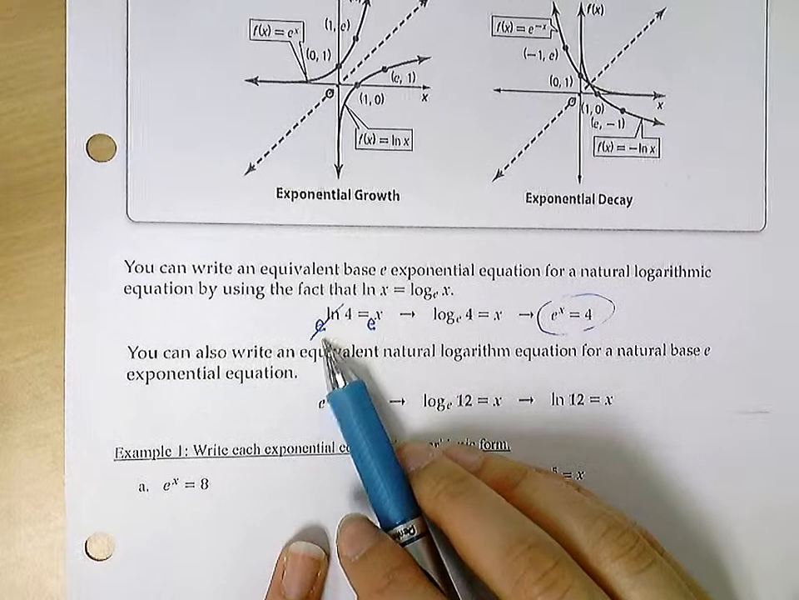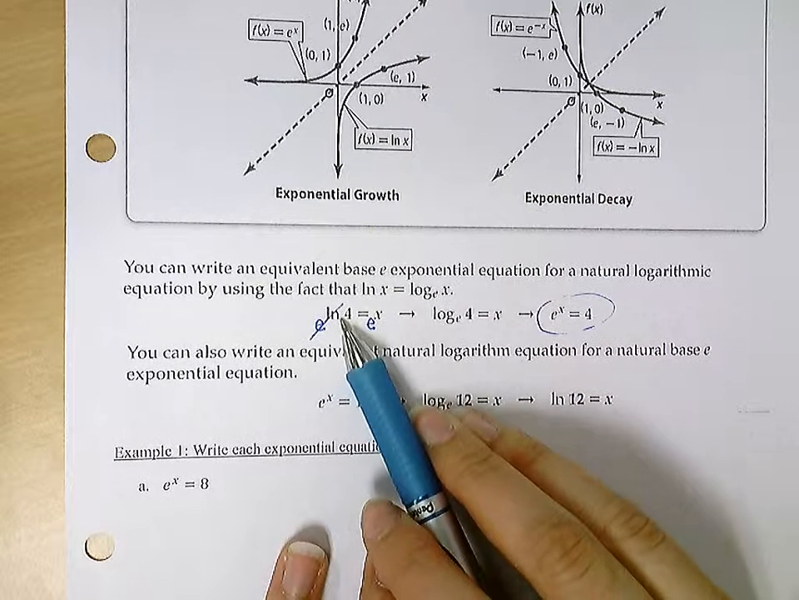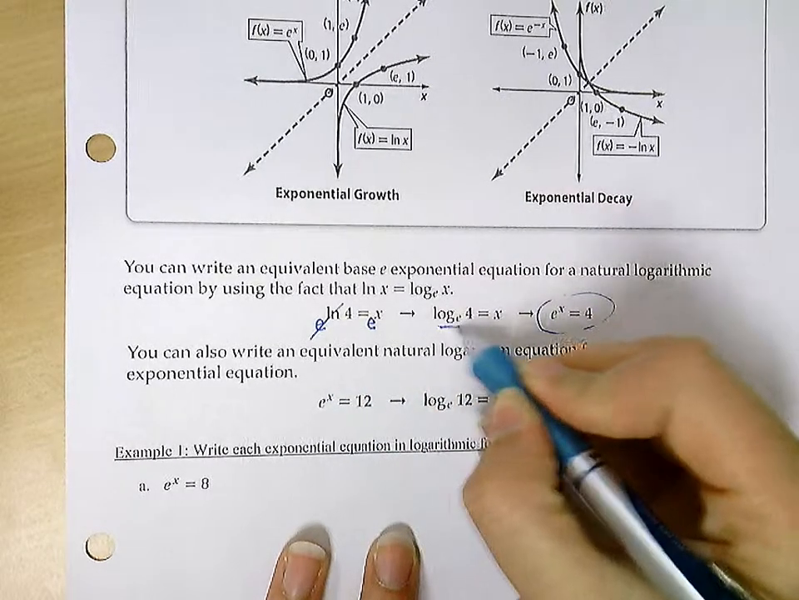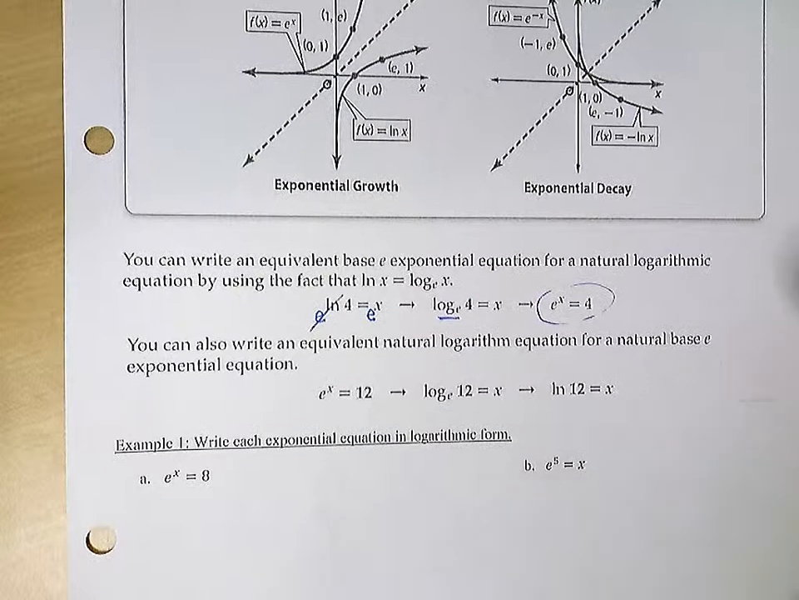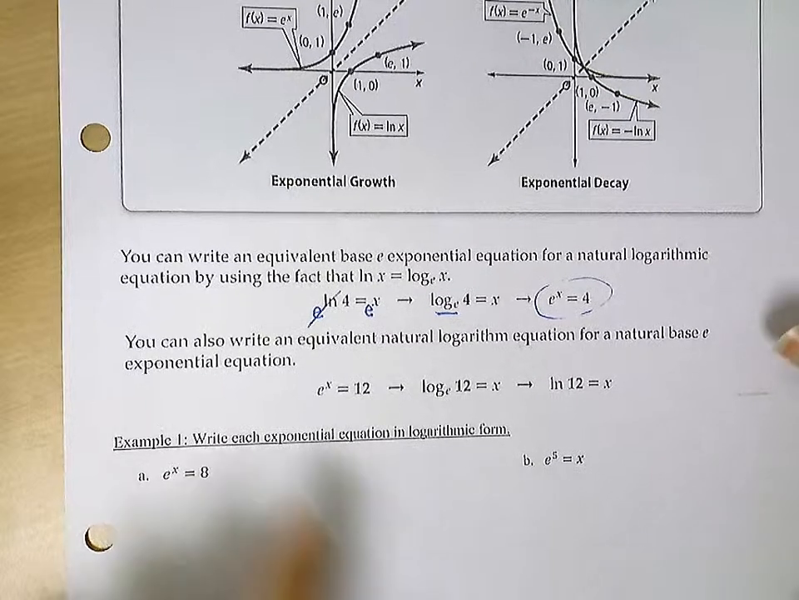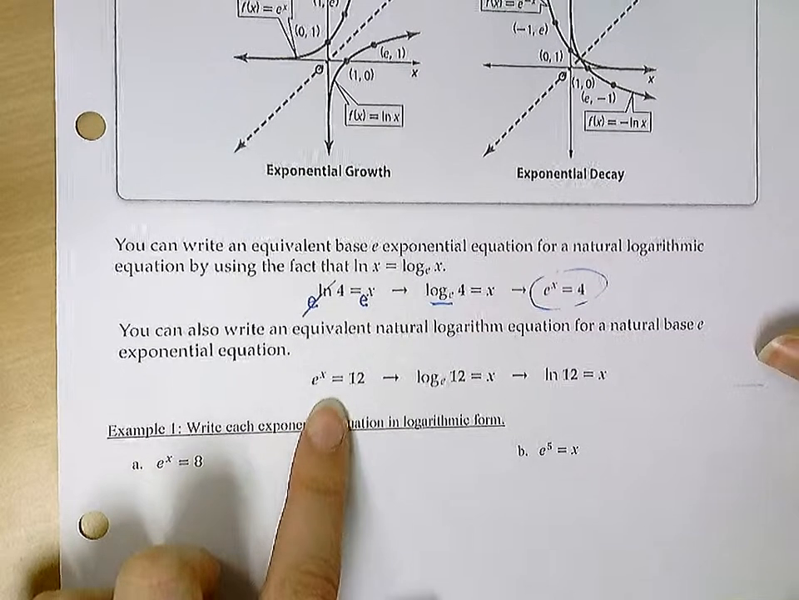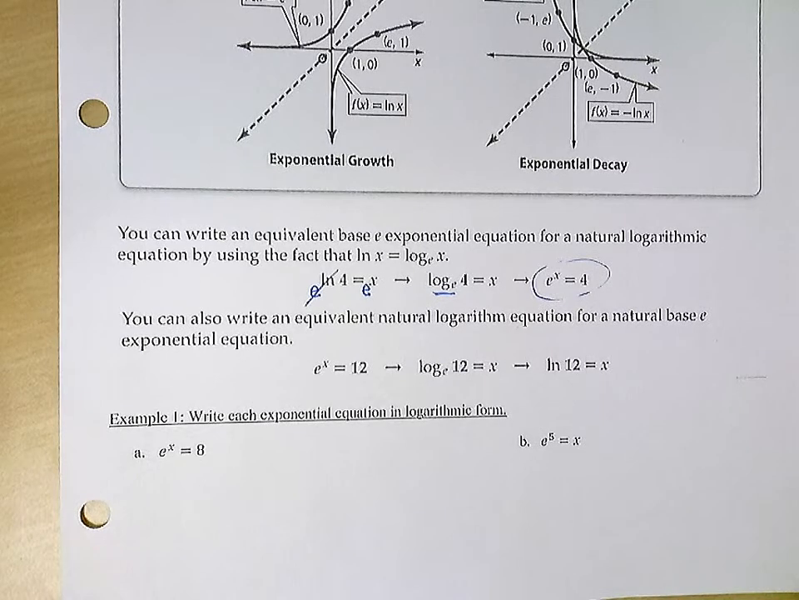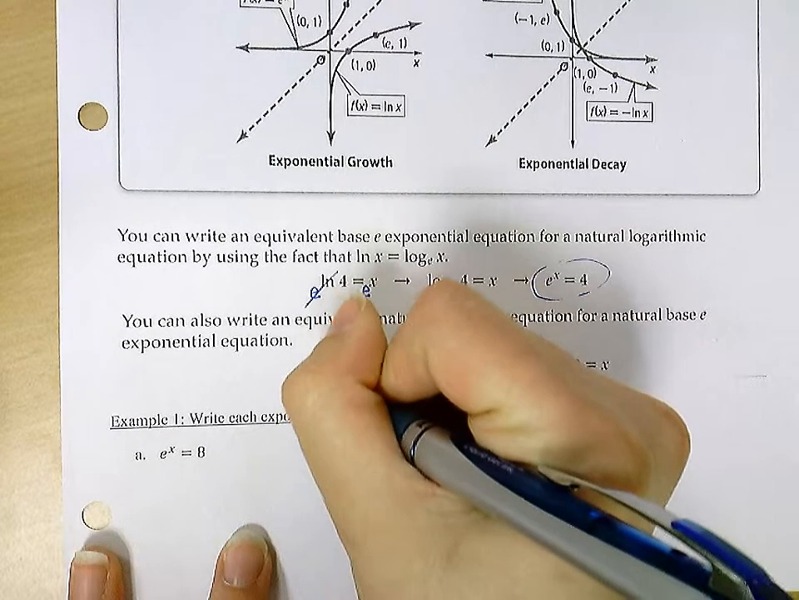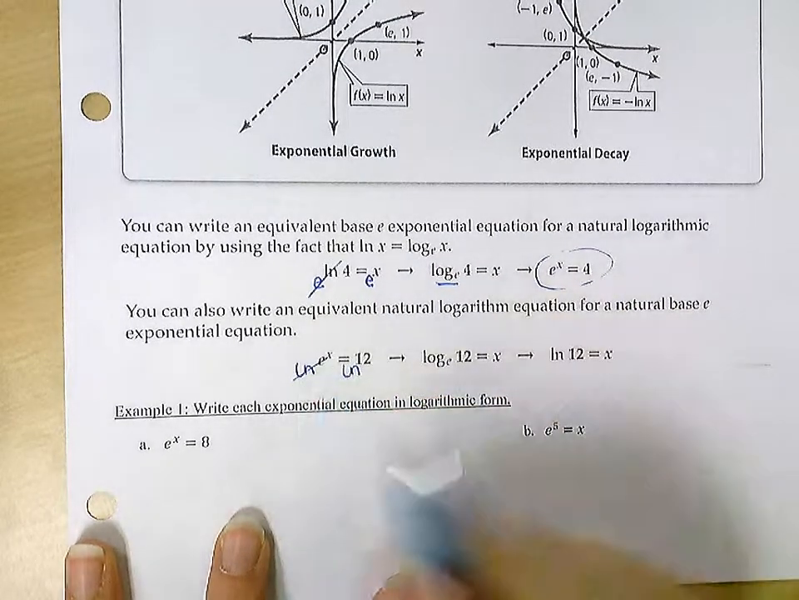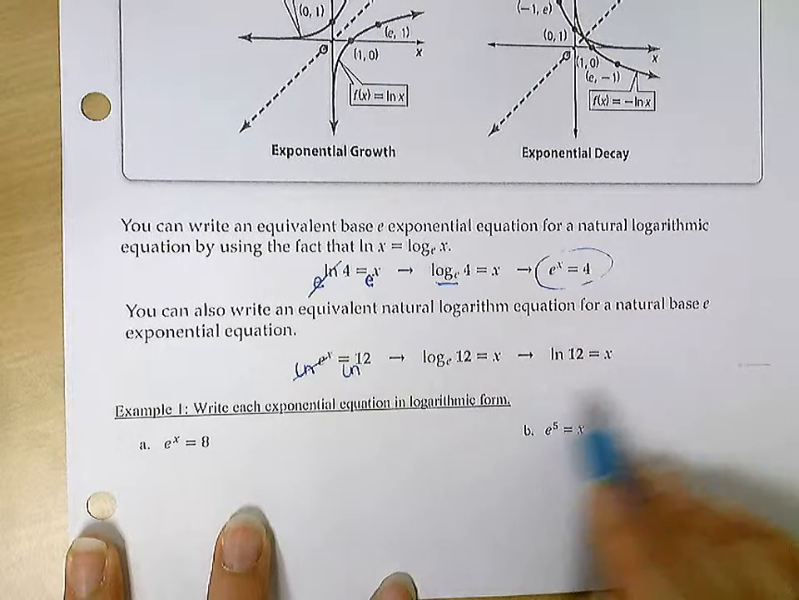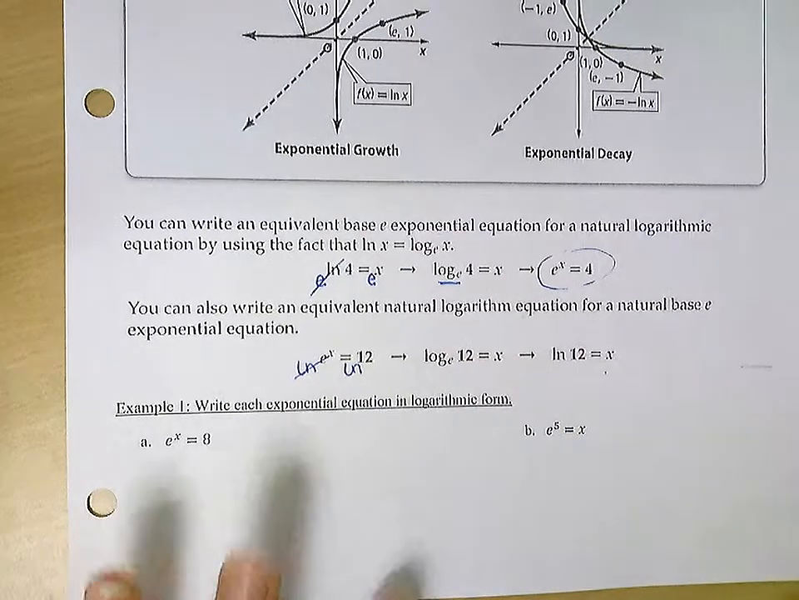So the reason we can bring in e, it cancels out your natural log, which again is log base e. Since your base is e, you can bring in a base e to cancel it out. So you can also write an equivalent natural logarithm equation for a natural base e exponential equation. This time if you have e to the x equals 12, to change it into a logarithmic, you can bring in natural log to both sides. When I do that, that natural log and that e cancel out, and you're left with the natural log of 12 equals x.